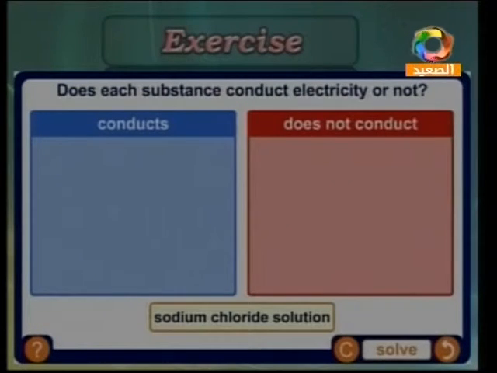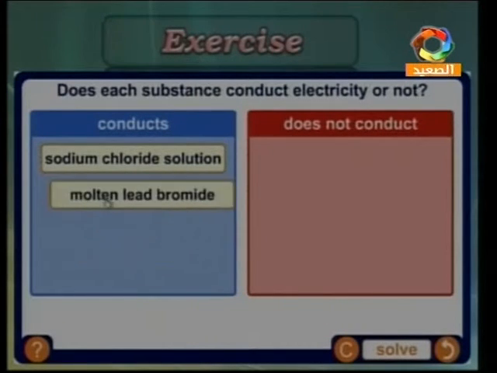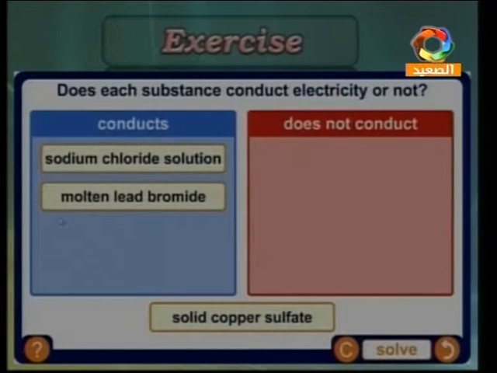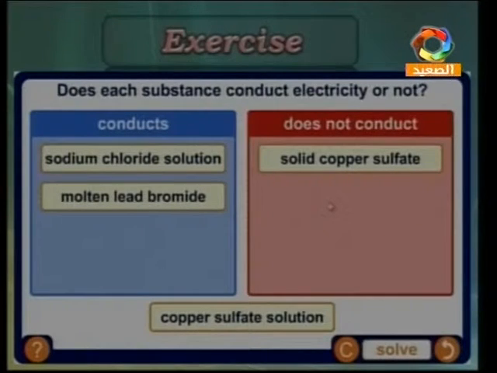After that, which ones conduct and which ones don't conduct electricity? Sodium chloride solution: does it conduct or not? It conducts electric energy, it's an electrolyte. Molten lead bromide also conducts electric energy, because it is in the molten, liquid state, so it is another electrolyte. Solid copper sulfate doesn't conduct. Excellent. Why? Because solid copper sulfate is an ionic compound but has no free ions to conduct electric energy. It is not an electrolyte.